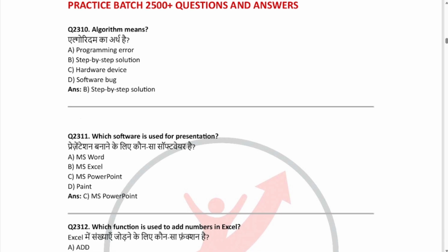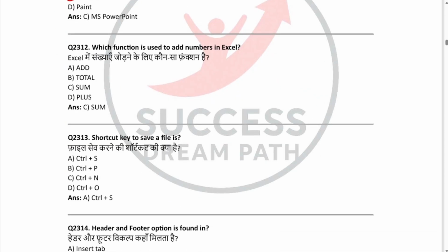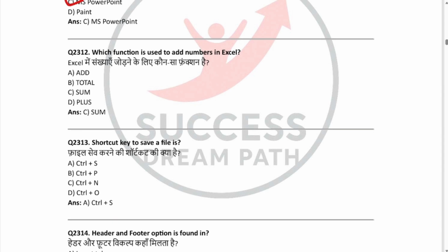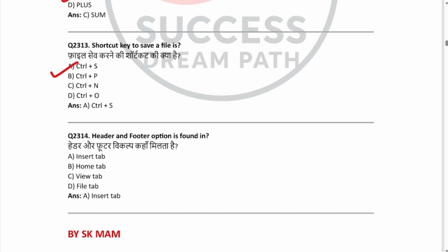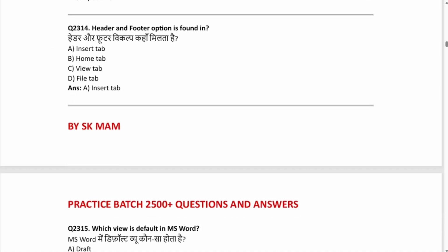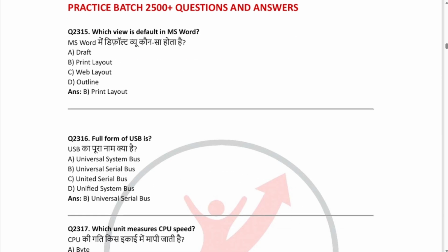Algorithm means step by step solution. Which software is used for presentation? MS PowerPoint. Which function is used to add numbers in Excel? Sum. Shortcut key to save a file? Control plus S. Header and footer option is found in Insert tab. Which view is default in MS Word? Print layout. Full form of USB is Universal Serial Bus.